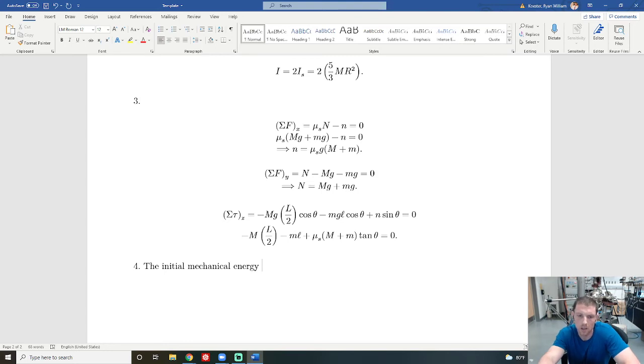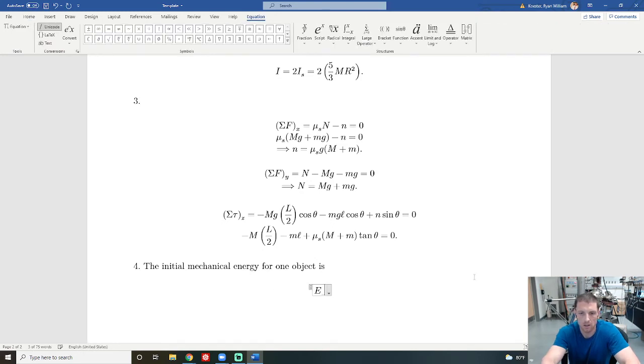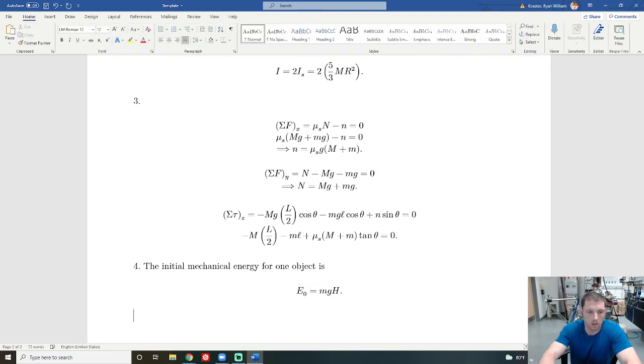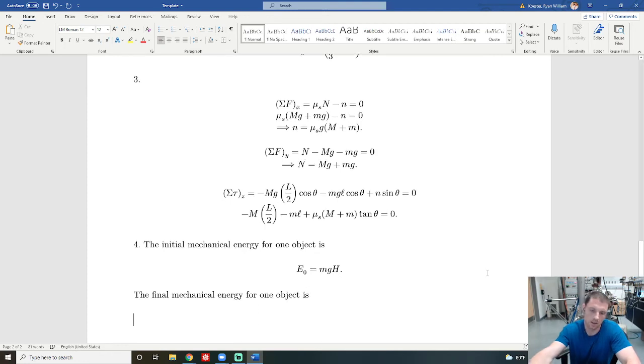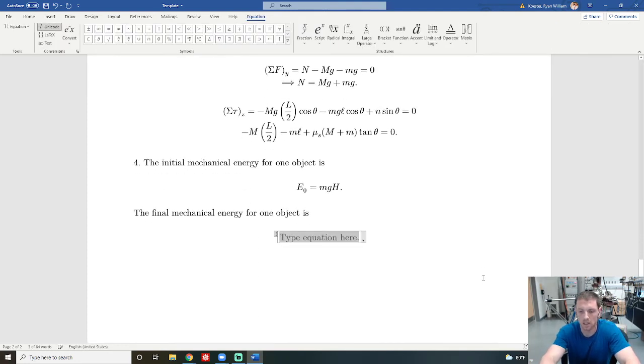So, the initial mechanical energy for one object is just gravitational potential energy, so we could write that it is given by mgh, and this is true for every one of these because they all have the same mass. Okay, so the final mechanical energy for one object is going to be the kinetic energy, and we have to do the rotational kinetic energy plus the translational kinetic energy.